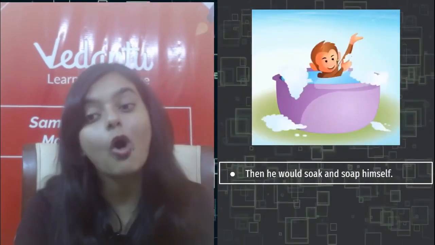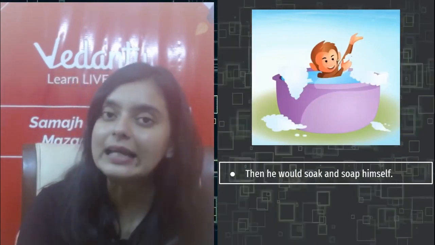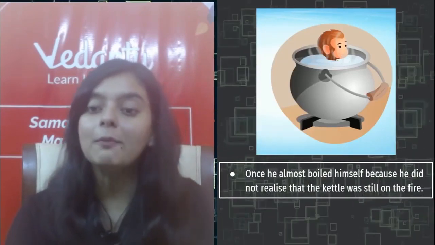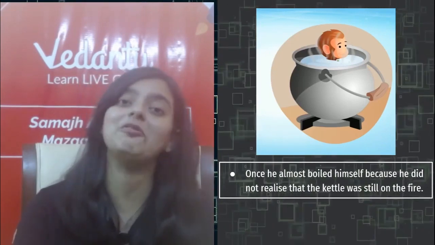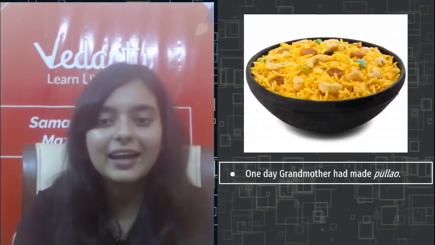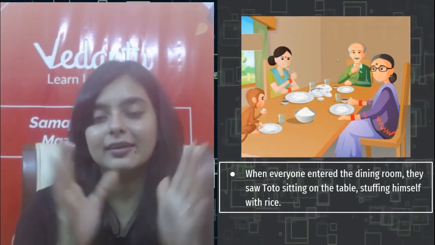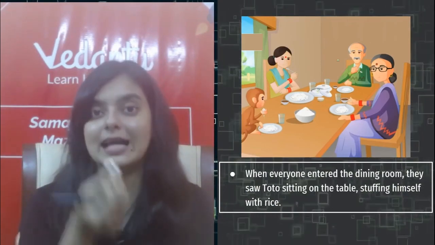And then he would soak and soap himself. As I told you, he had seen, observed, and then imitated this. Once he almost boiled himself. Why? Because he did not realize that the kettle was still on fire. Poor Toto. Finally, fortunately, grandmother was there to save him just in time. And then one day when grandmother made pulao, everyone had entered the dining room and they saw Toto sitting on the table stuffing himself with rice.